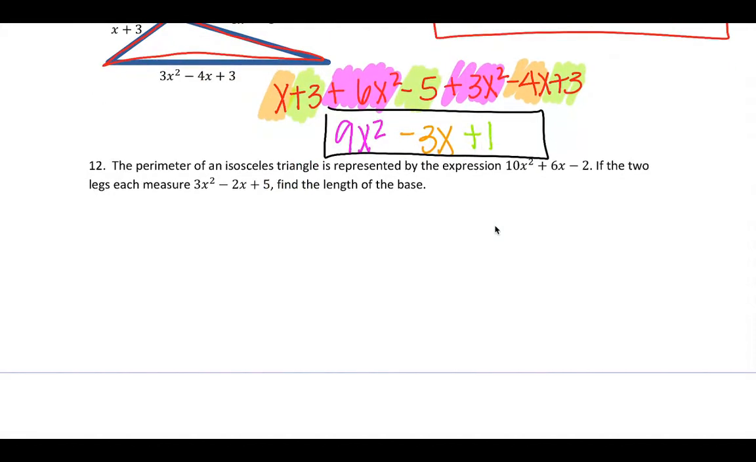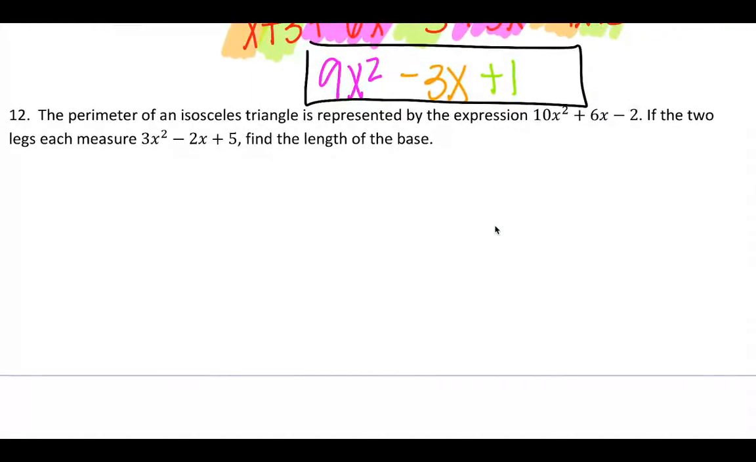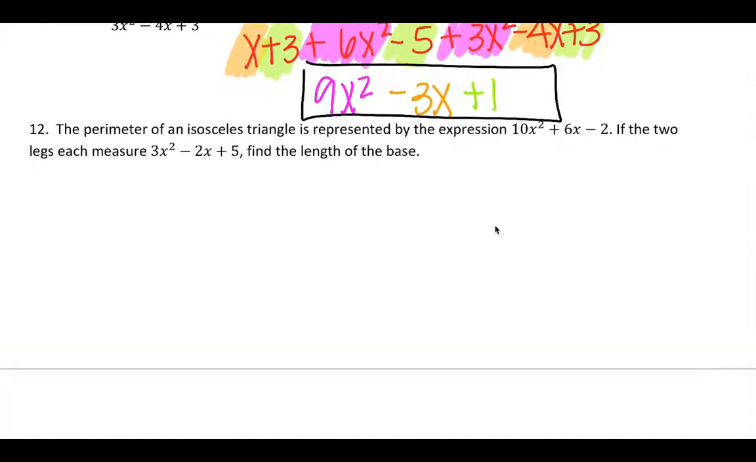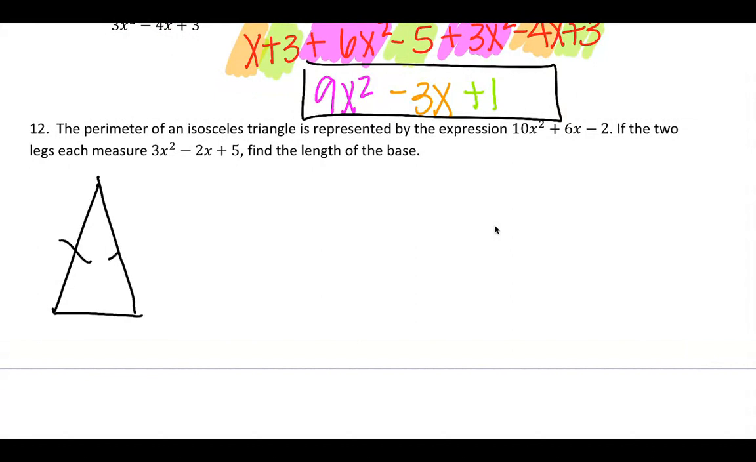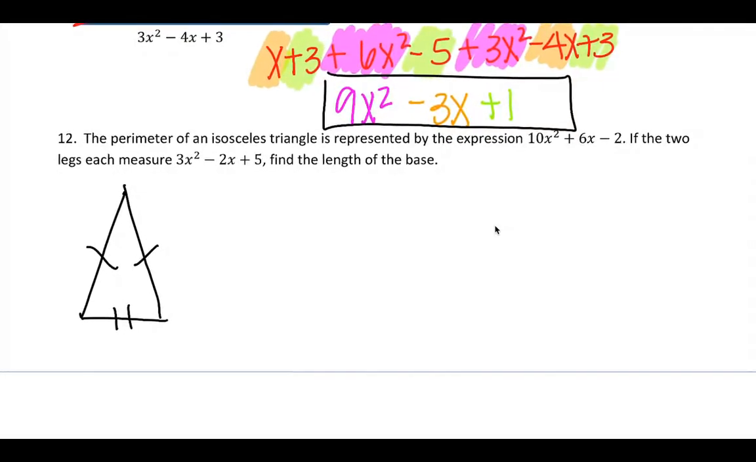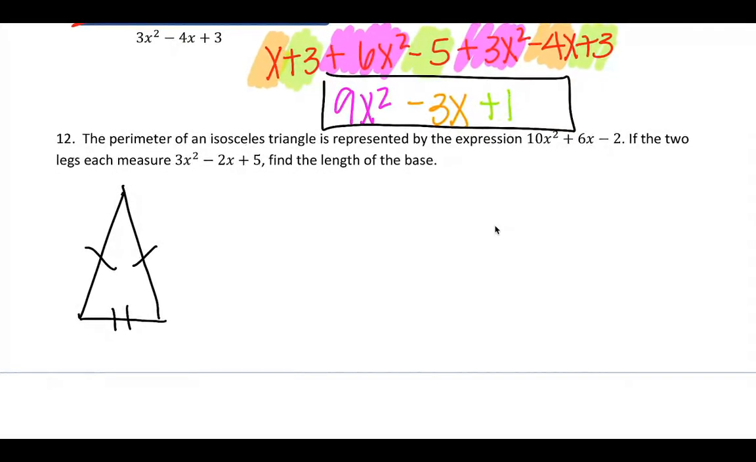Okay, last is a word problem. Yay! The perimeter of an isosceles. So remember, isosceles means two of the sides are the same. So this side and this side are the same. This one's different. It is represented by the expression 10x squared plus 6x minus 2. If two legs measure 3x squared minus 2x plus 5, find the length of the base.